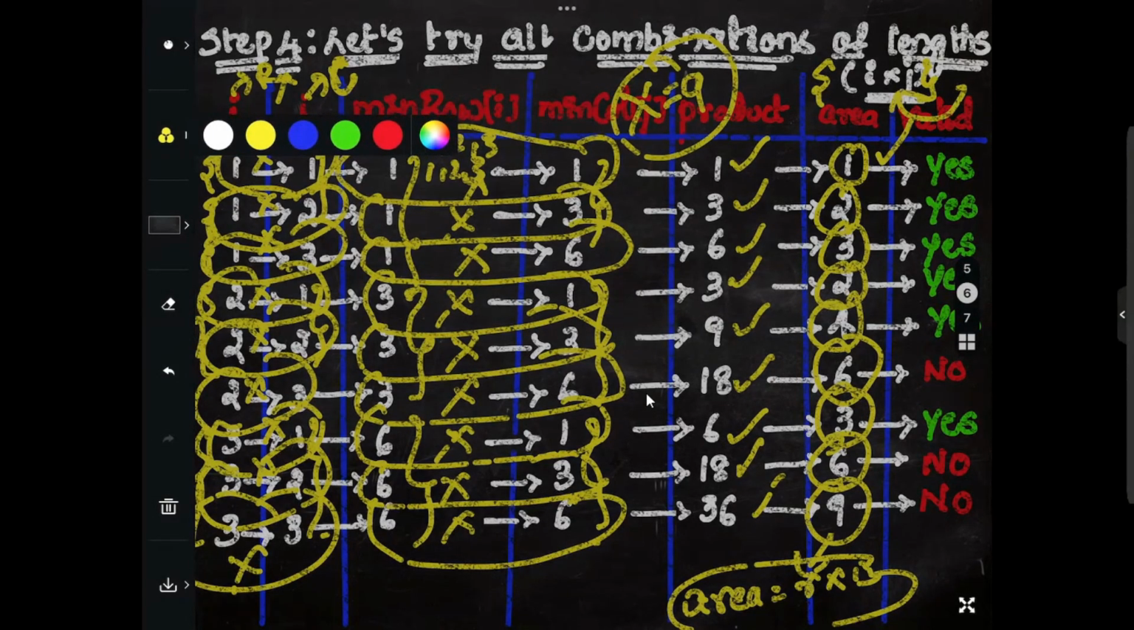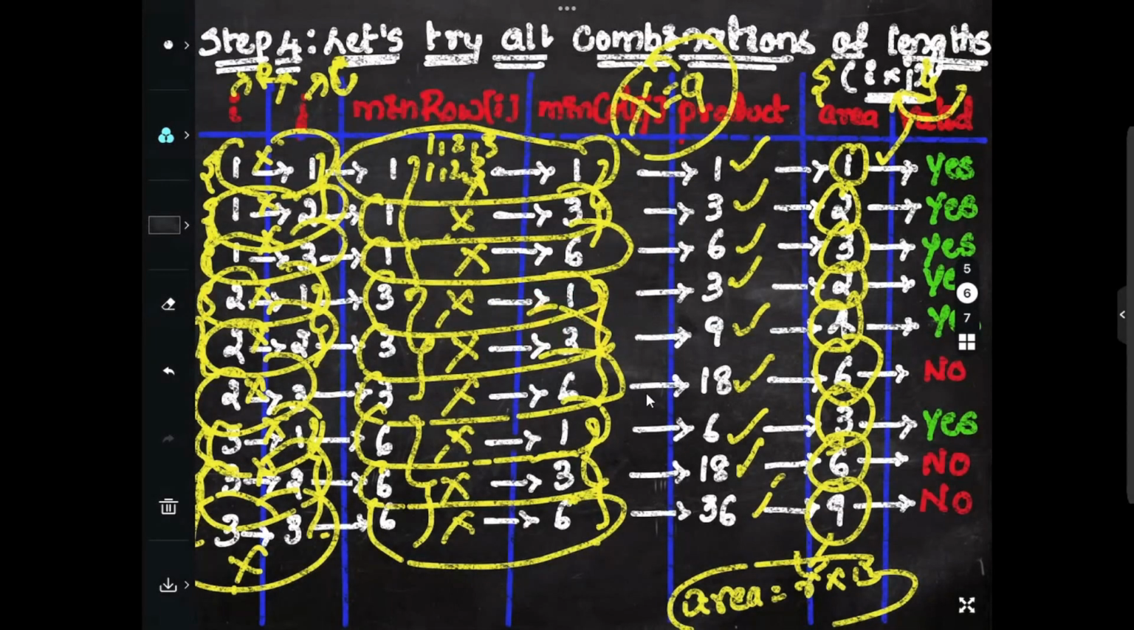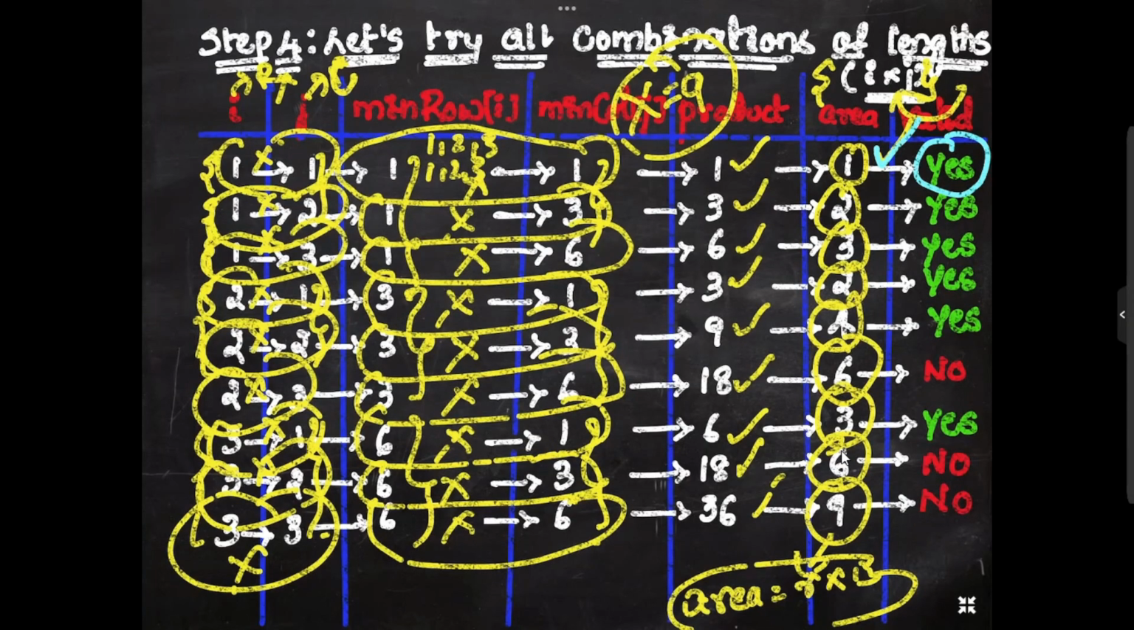Let me change the color to something visible. Yes, 1 is less than 9. This area satisfies, right? So 1 is less than 9, yes. 2 is less than 9, so we can consider this one. 3 is less than 9, we can consider this one as well. Again, 2 is less than 9, we will be considering this one as well. 4 is less than 9, yes.